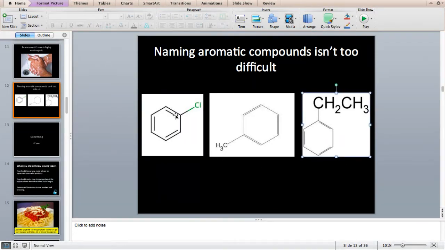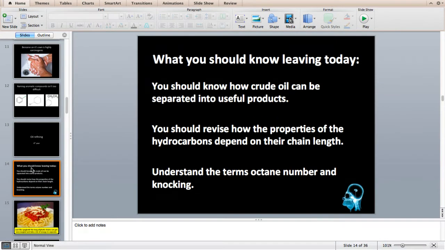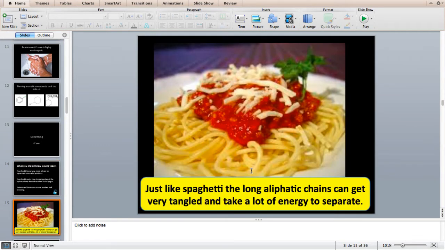So fairly simple. Right, so girls, we're going to move on now to what's called oil refining, all right? The next part of our organic topic. So girls, what you should know leaving today, you should know how crude oil can be separated into useful products. You should revise how the properties of the hydrocarbons depend on their chain length, and you should understand the terms octane number and knocking.